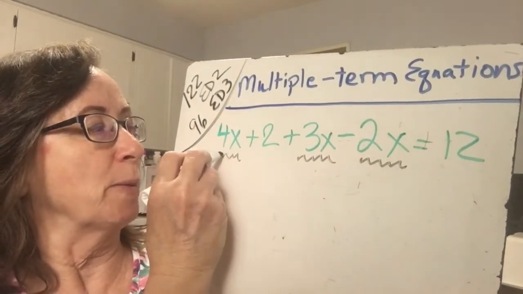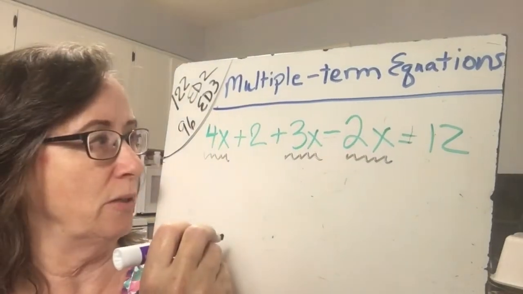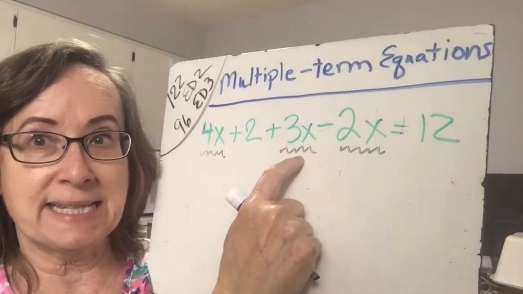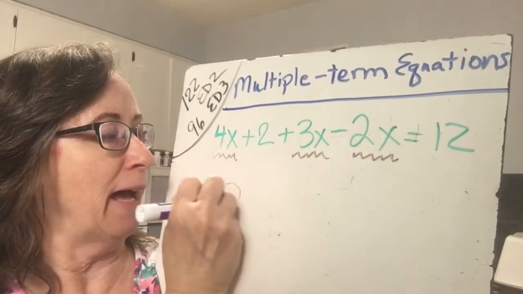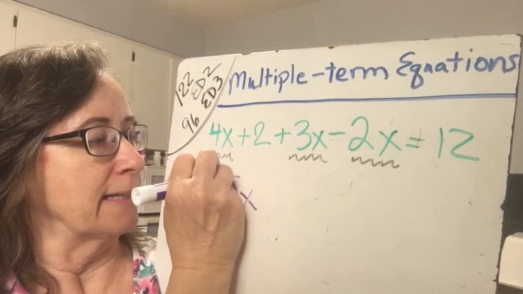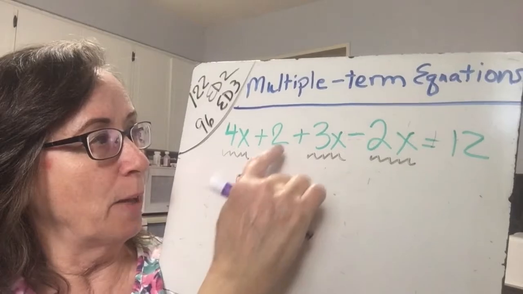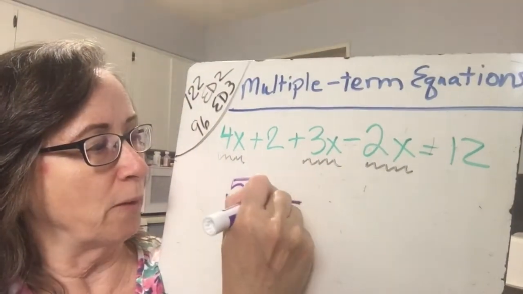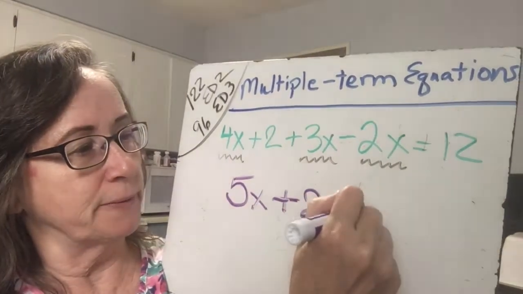Okay, so we have a positive 4x and a positive 3x and a negative 2x. So 4 plus 3 is 7, minus the 2 is 5. So we wind up with 5x. And 5x plus the 2, because we only want to do one step each time, equals 12.